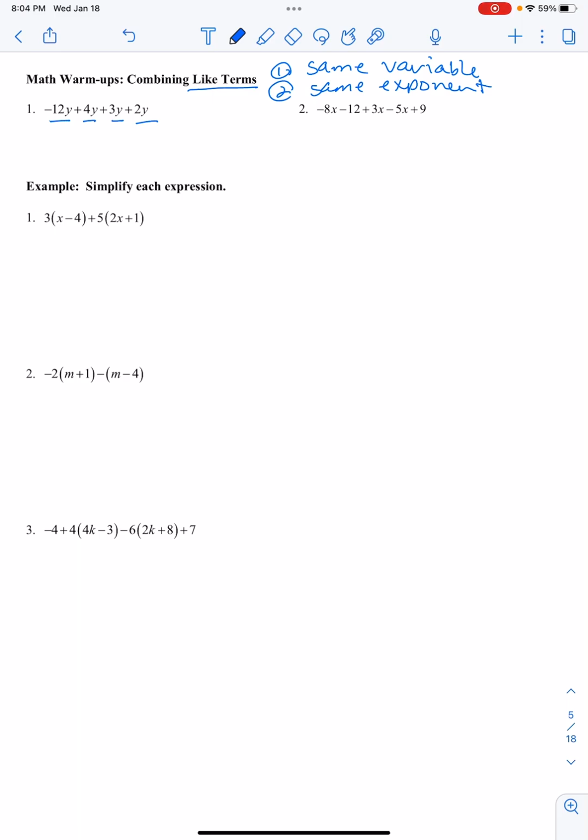So negative 12 plus 4 is negative 8y plus, bring down 3y plus 2y. Keep moving left to right. So negative 8y plus 3y, opposite signs you subtract and keep the sign of the bigger number. So negative 5y plus 2y. And then you subtract again and keep the sign of the bigger number, and you get negative 3y.